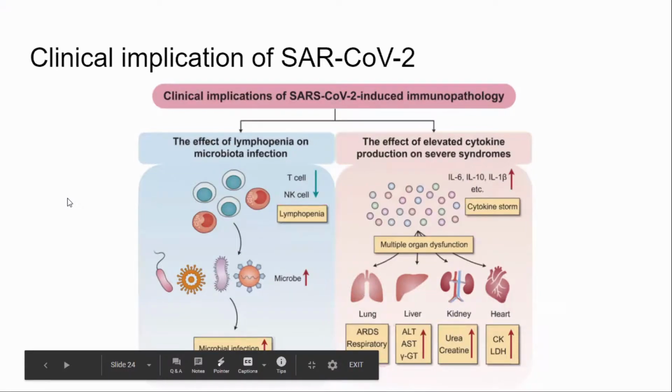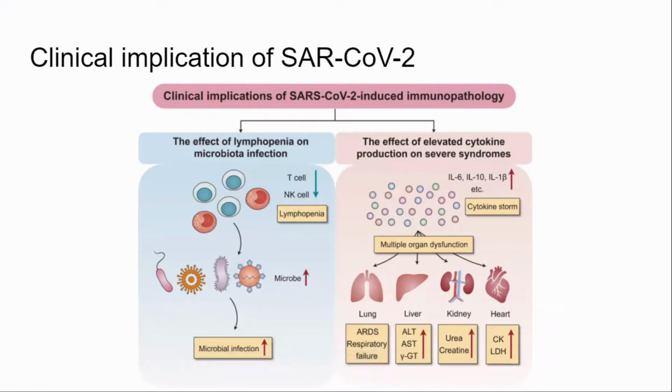So I'll just summarize. Basically, when the immune cells, especially the adaptive cells, are affected, it leads to a higher chance of infection. So you will get more pulmonary disease or infectious disease, and that might lead to septic shock, something like that.